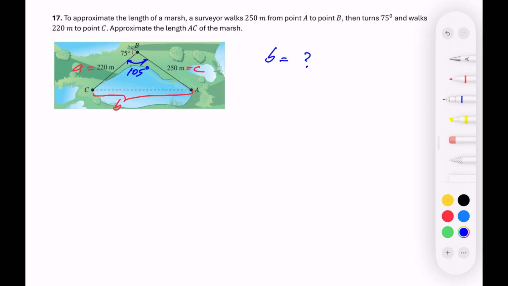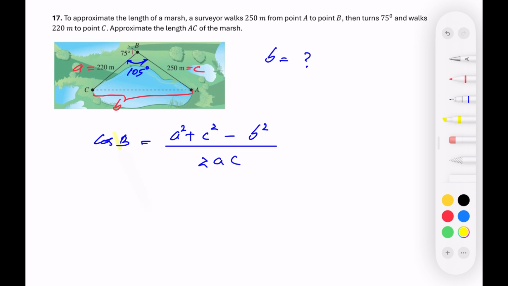We can easily write down the law of cosines for this angle, angle B. If I do so, it will be cosine B equals, how do you write cosine B according to the law of cosines? We know it will be a squared plus c squared minus b squared, all of that divided by 2 times a times c. Angle B is equal to 105 degrees.